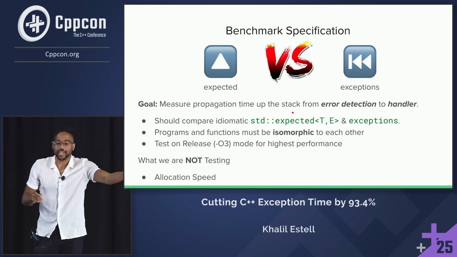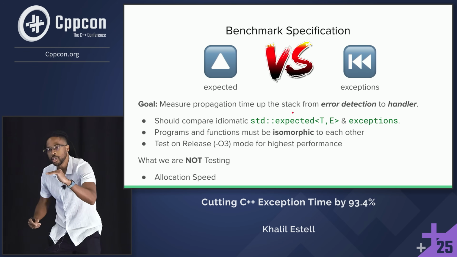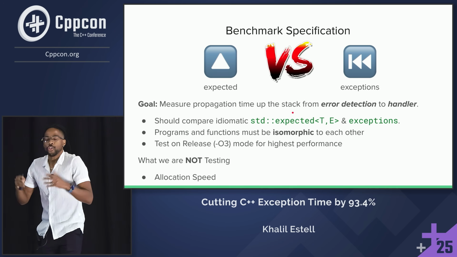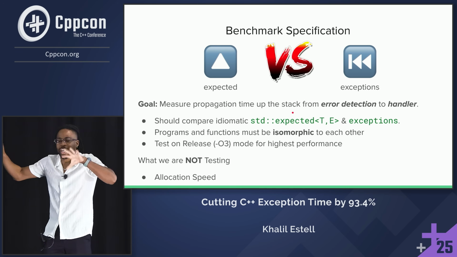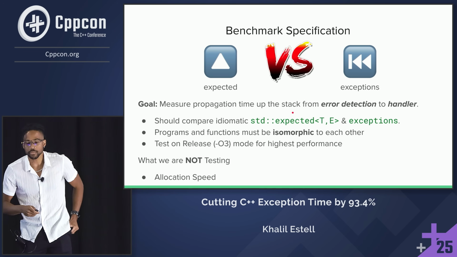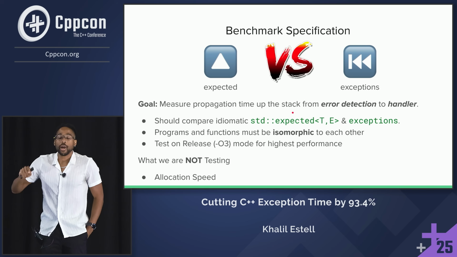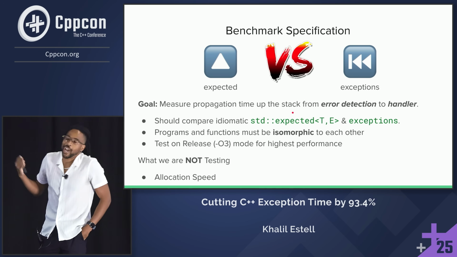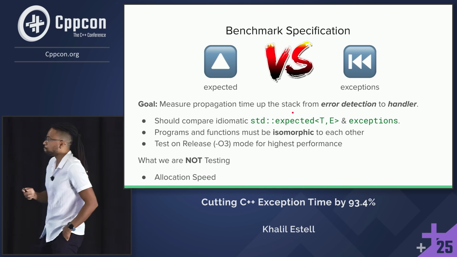The specification for our benchmark between expected and exceptions is that our goal is to measure the propagation time up the stack from error detection to the handler. It should be idiomatic, std::expected and exceptions. The two programs should be isomorphic to each other. With results and exceptions, I keep them as separate files so they don't interact with each other. The program should be identical except for the way that they return or propagate errors. And everything's run at O3 so we get the highest performance possible. What I'm not going to test in this benchmark is allocation speed for exceptions, because it's kind of trivial to provide a relatively fast allocator for a specific implementation. So I'm not going to include that part.